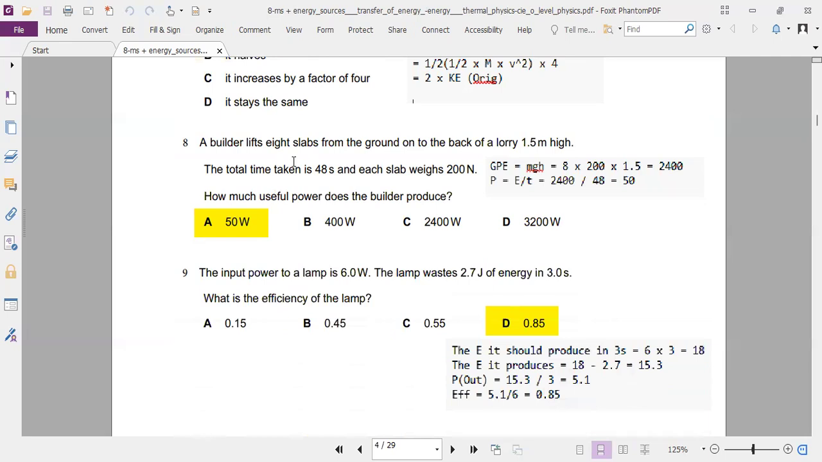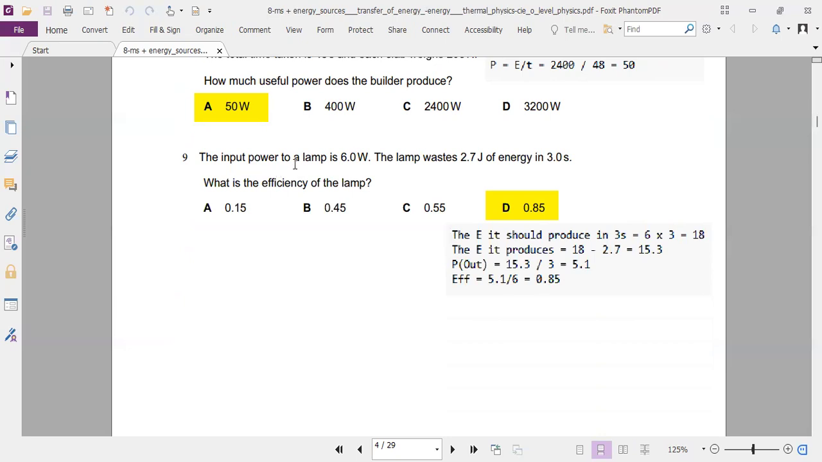A builder lifts 8 slabs from the ground to 1.5 meters. So GPE will be this. The power will be energy per unit time. So 200 newtons each slab times 8, divided by 48, gives you 50.